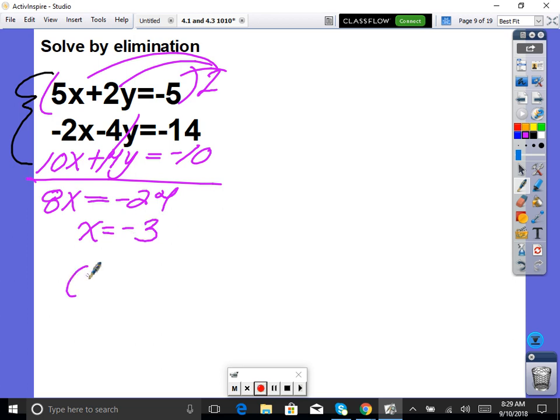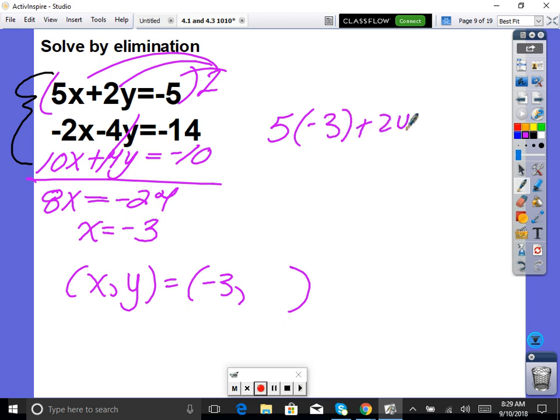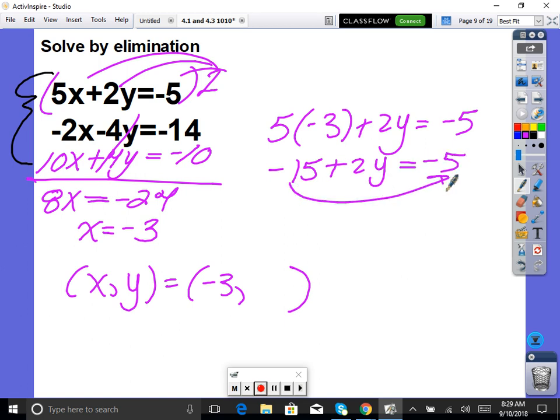Right? Okay, x, y. Negative 3, comma, let's hurry and plug it in. So, right here, 5 times negative 3 plus 2y equals negative 5. Negative 15 plus 2y equals negative 5. Add 15, what do I get?